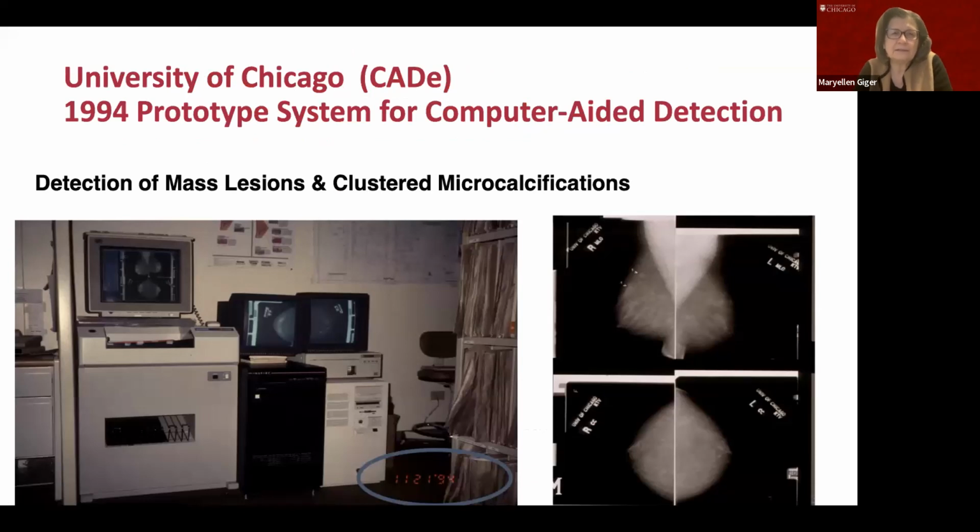This is the 1994 prototype system for computer-aided detection. This is the first one ever. It was placed in our clinical area. It included the detection of mass lesions and clustered microcalcifications. This was placed in 1994. We had to digitize film. The results came up on thermal print. And here you have an arrow pointing to a true positive. There we have a false positive, and here we have a false negative. So the displays were very simple. The computers were very big.